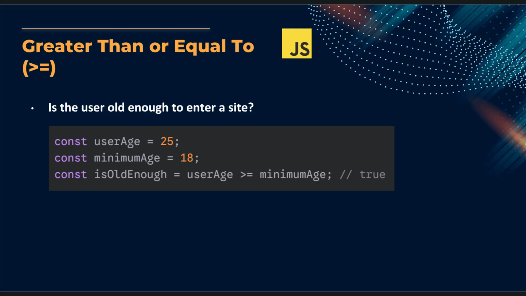As you can see, we declared userAge as 25 and minAge as 18. And now for isOldEnough, we're using the greater than or equal to operator. We're asking, is the user age greater than or equal to the minimum age? Since 25 is greater than 18, the value of isOldEnough will be true. If userAge was 17, isOldEnough would be false.